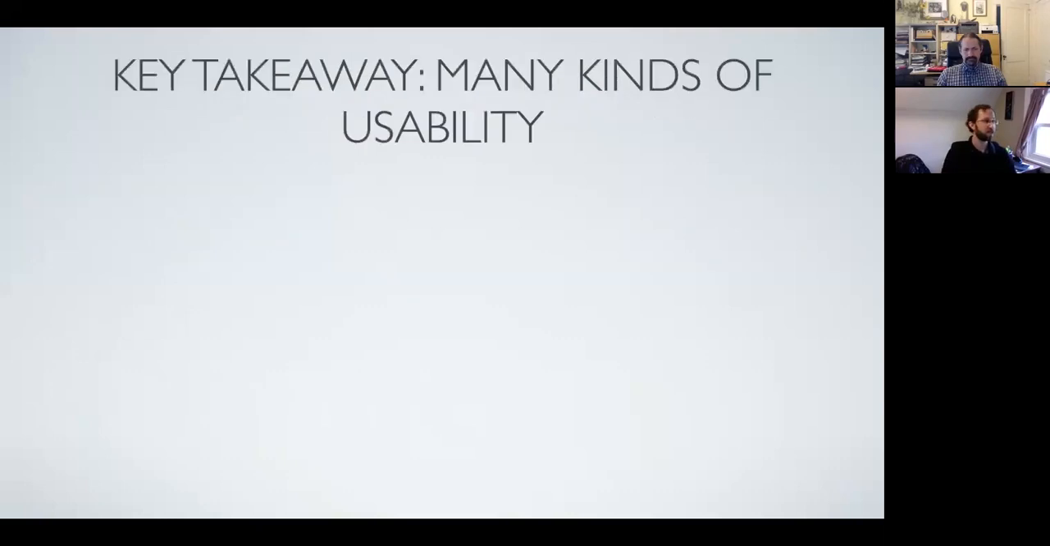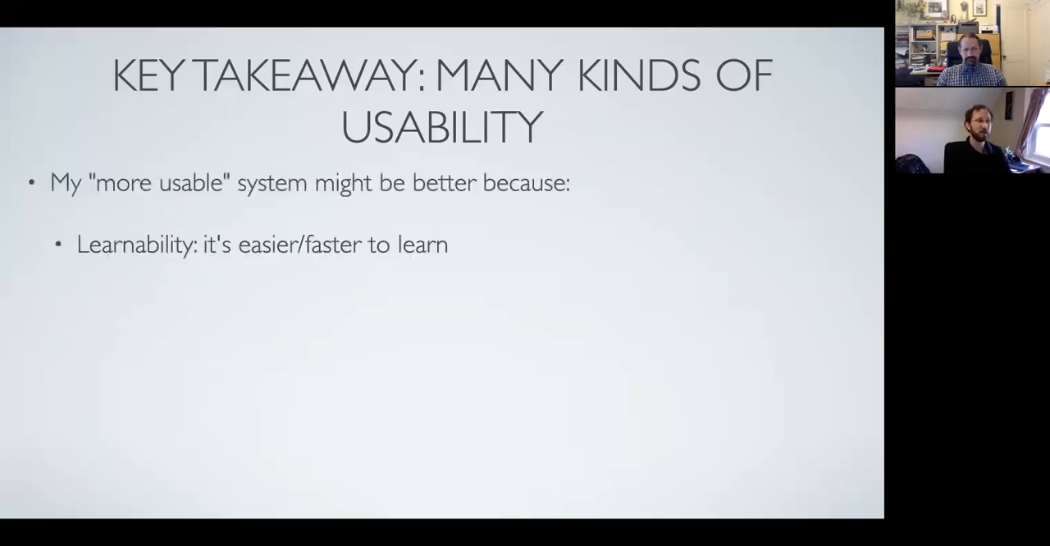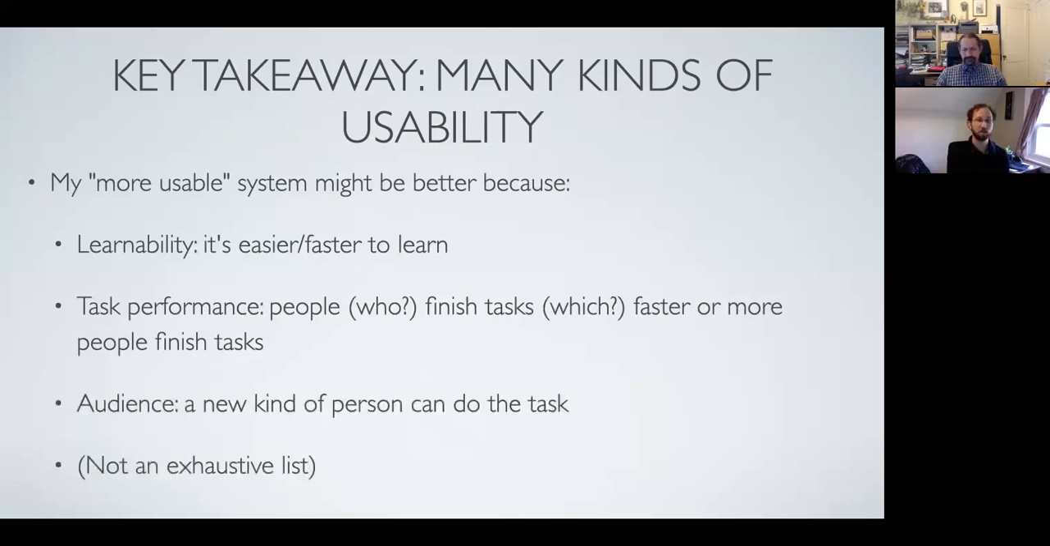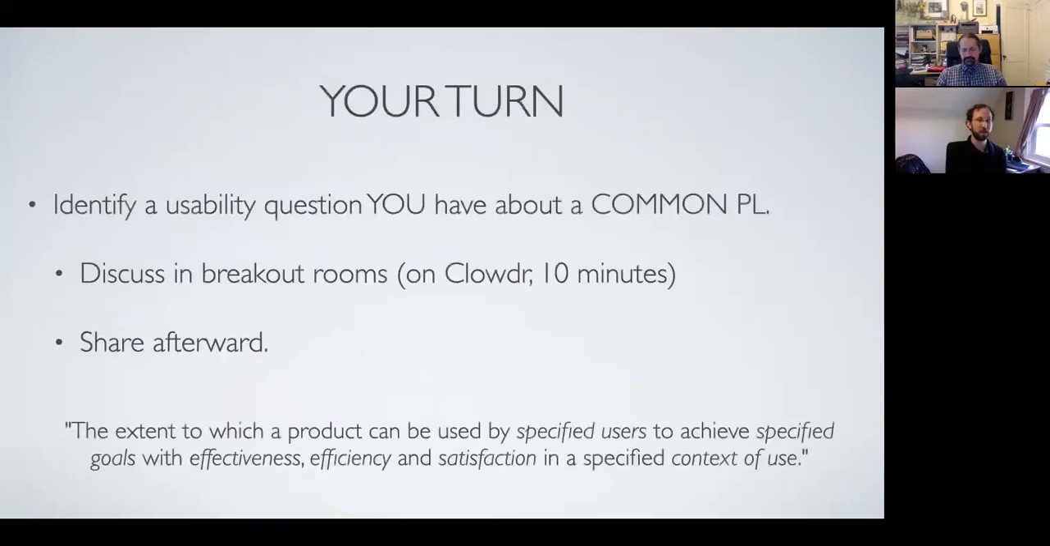So the key takeaway I want to leave you with from this part of the discussion is that there are many different kinds of usability. My more usable system might be better because it's more learnable, or because people perform tasks better, or they're more likely to finish tasks, or maybe a new kind of person can complete the task, or maybe something else. So as you think about what kind of usability objectives you have, you need to first refine your question in terms of what you mean by usability.